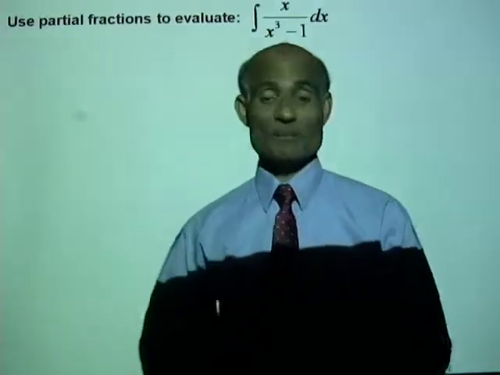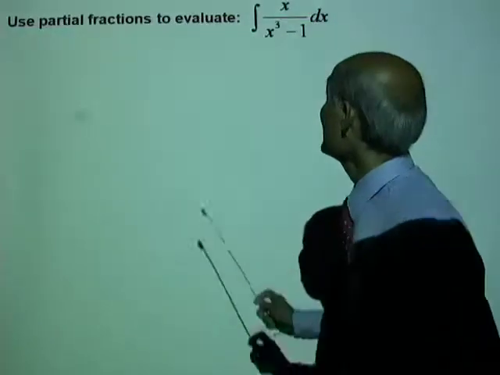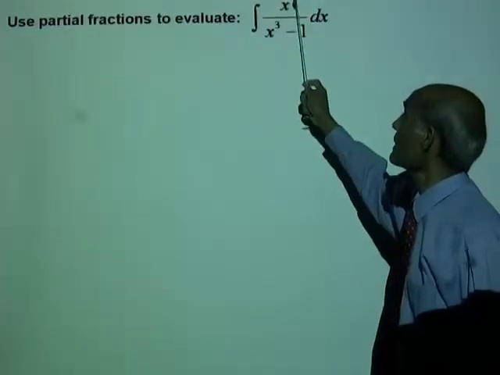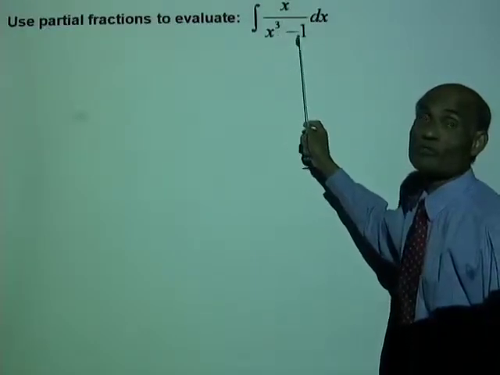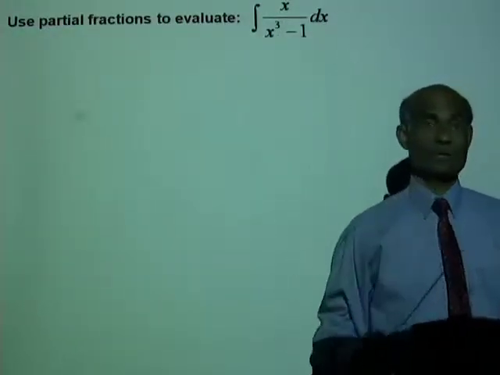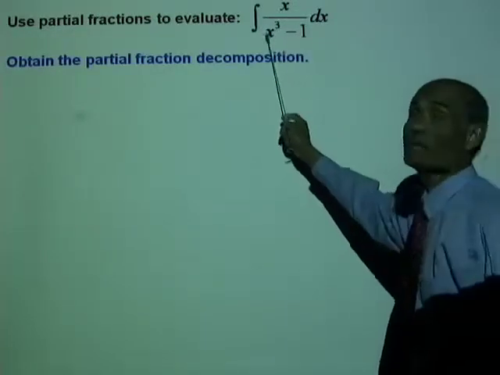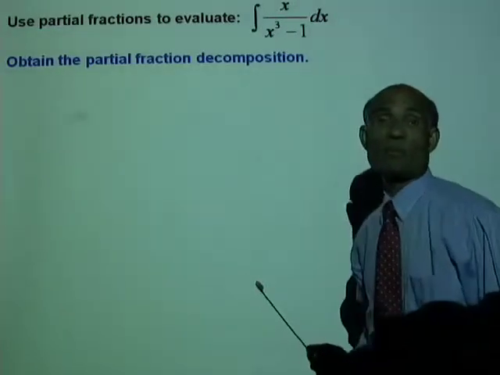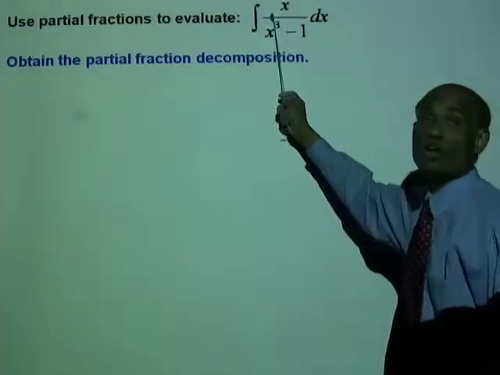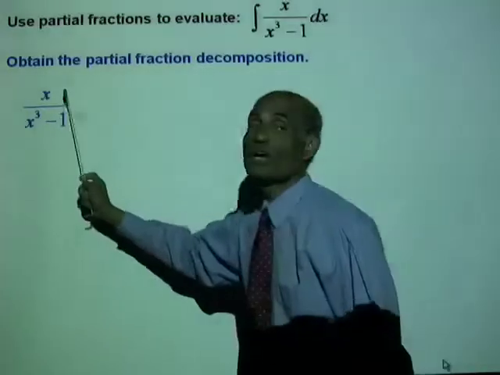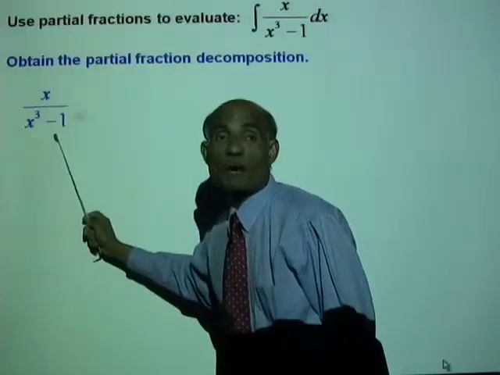Right, let's try another one. Evaluate the integral using partial fractions: the integral of x over x cubed minus 1 dx. Well, to start with, we obtain the partial fraction decomposition of the quantity that we want to integrate. All right, tell me, how do you break this down into partial fractions?